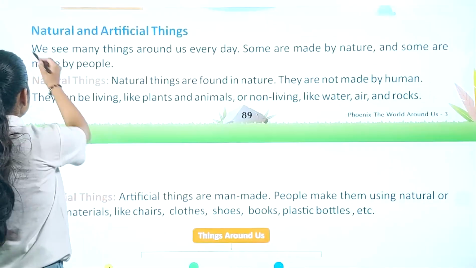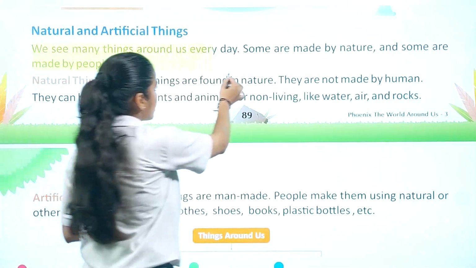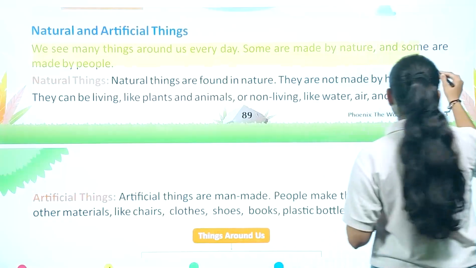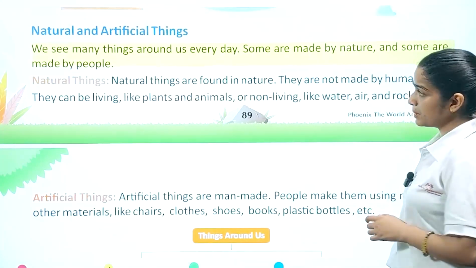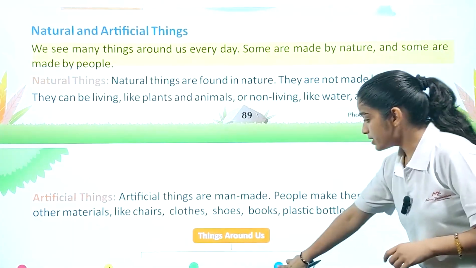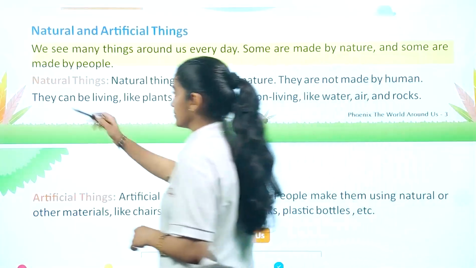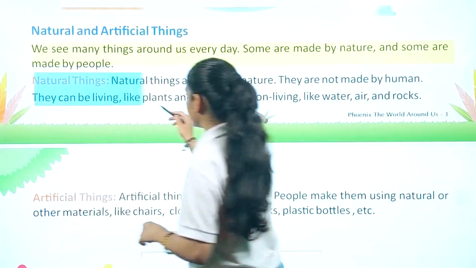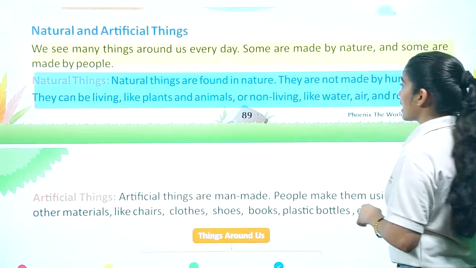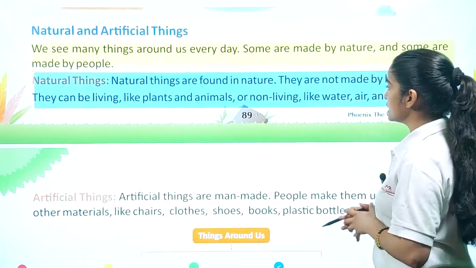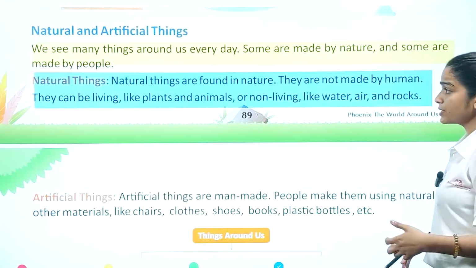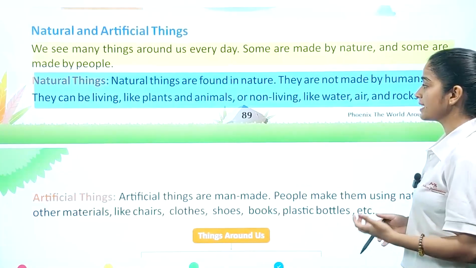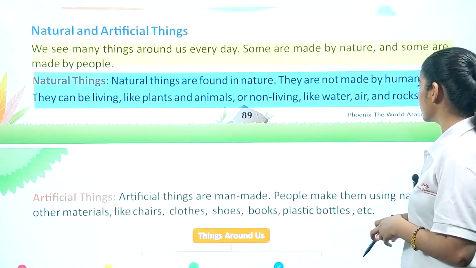So we see many things around us every day. Some are made by nature and some are made by people. Now, first we have natural things. Natural things are found in nature. They are not made by humans. They can be living like plants and animals, or non-living like water, air and rocks.